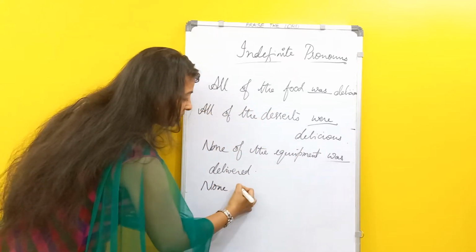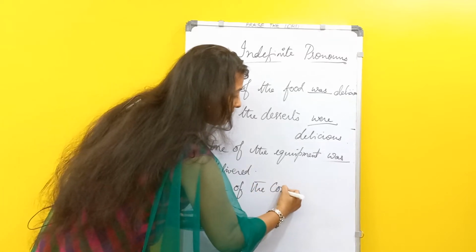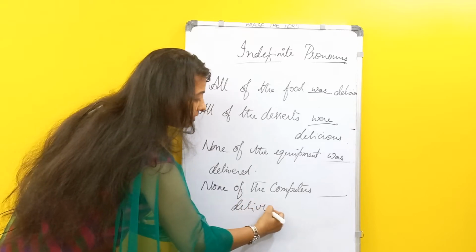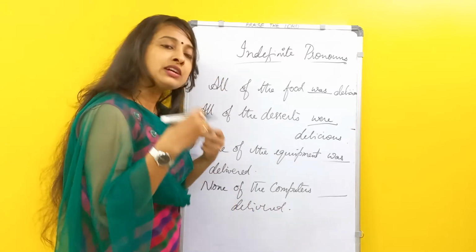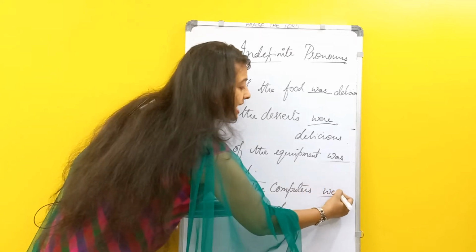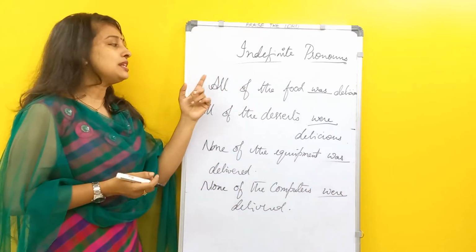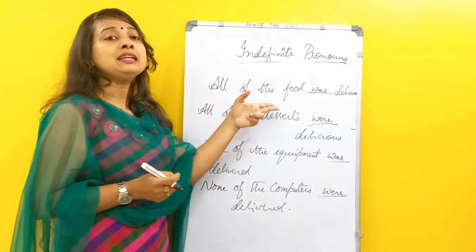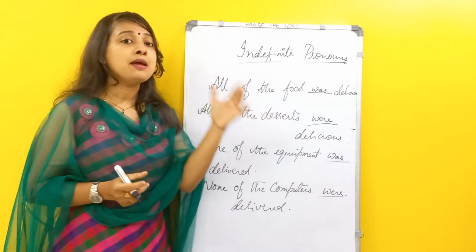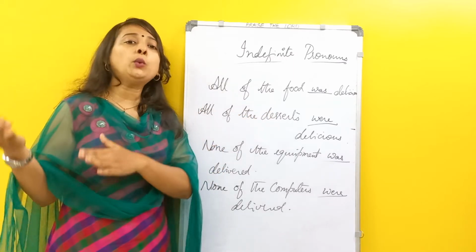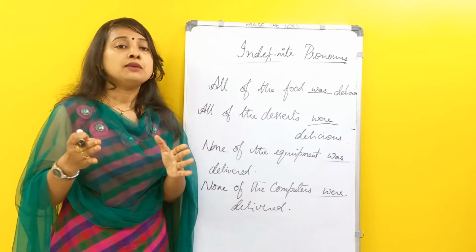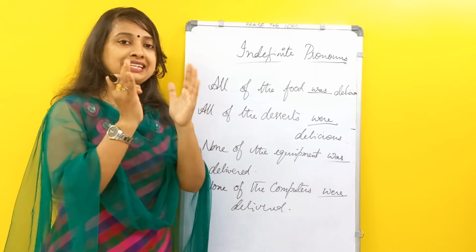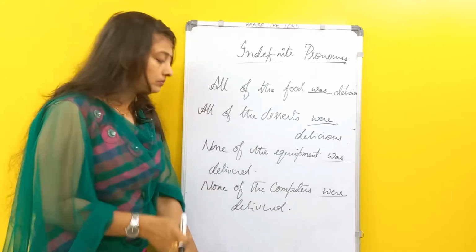But if we use computers, none of the computers dash delivered. That means none of the computers were delivered. It is taken as plural. Right? Did you understand? The same indefinite pronoun is being used in a singular sentence and a plural sentence, but based on the noun form, the verb being used is changed. For uncountable nouns, they are taken as a single unit.